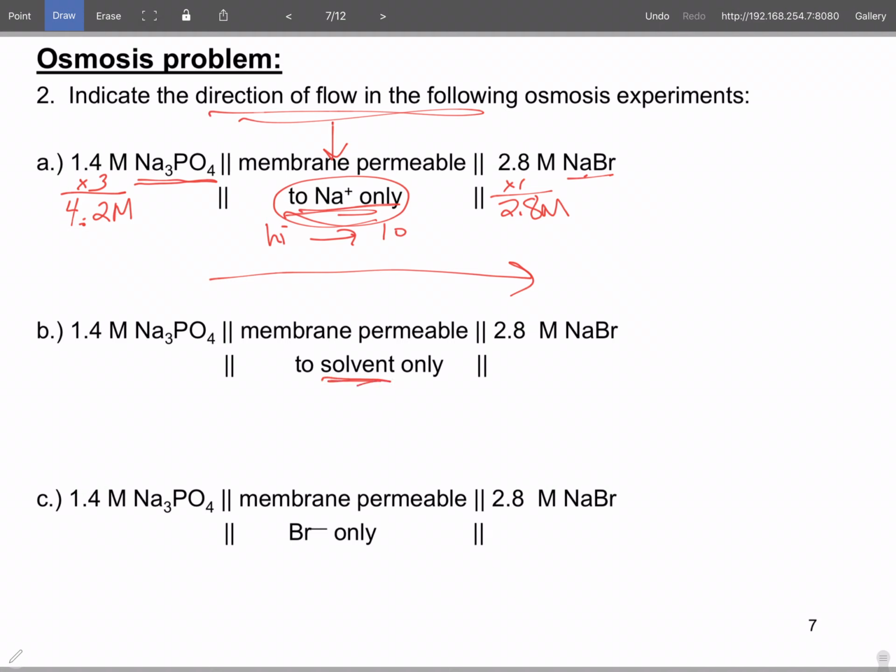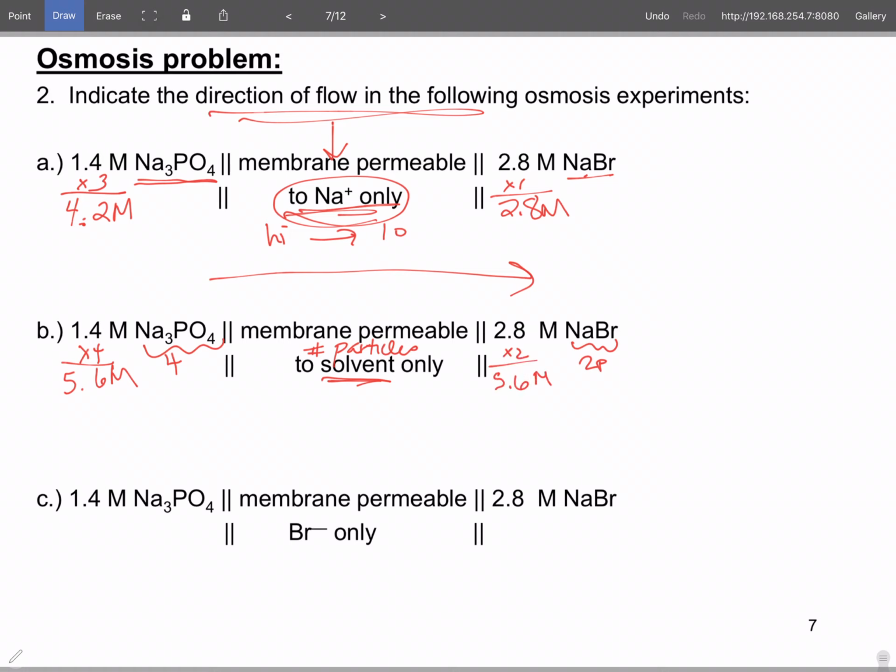Now on this one, we're going to flow solvent only. So in this particular case, we need the number of particles total. Over here, we actually have 4 particles, 3 sodiums and 1 phosphate. So we'd multiply this by 4, so that's 16, carry the 1, that's 56, 5.6 molar. Over here, we would end up with 2 particles, so we multiply by 2, so we get 5.6 molar.